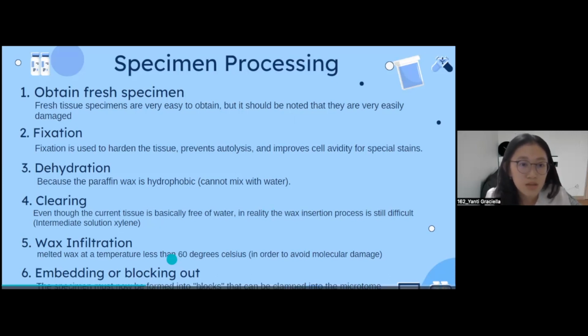The next one is clearing. Clearing has to be done because even though the current tissue is basically free of water, in reality the wax insertion process will still be difficult. Five, wax infiltration. It is done with melted wax at a temperature less than 60 degrees Celsius in order to avoid molecular damage. Six, embedding or blocking out. The specimen has to be formed into blocks that can be clamped into the microtome.